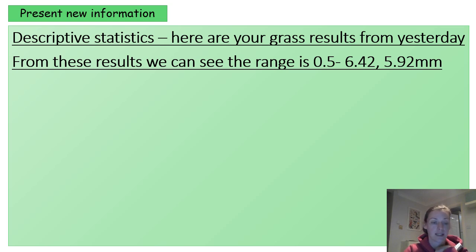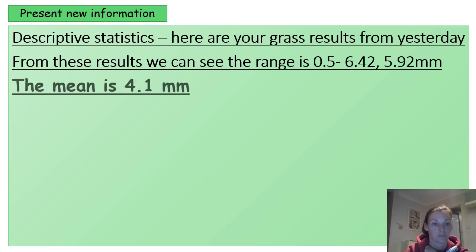So yesterday we got a range of 5.92 millimetres. So the thinnest grass leaf was 0.5 and the widest one was 6.42. Now, mean grass width then was 4.1 millimetres. Now, luckily for you, I'm not going to ask you to calculate the standard deviation using that formula in the previous slide for over 70, 80 sets of data.